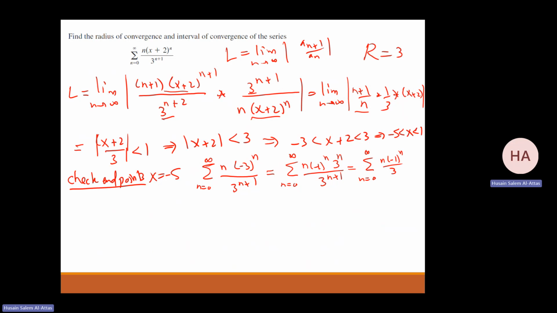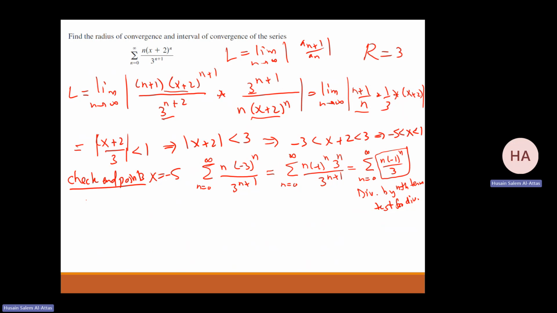What will happen to this series? Diverges. Yeah, diverges. Let me write it here. By the nth term test for divergence, the limit will not be 0. The limit of this will not be 0. Does not exist, but it will not be 0.